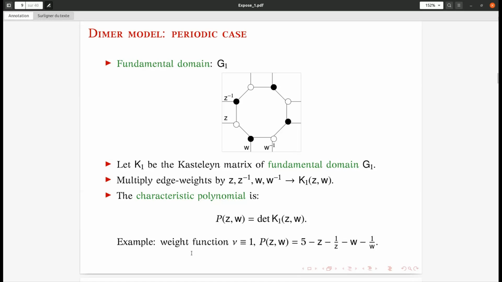So for example, if your weight function is identically 1 on all edges, and you do the computation of the Kasteleyn matrix, which will be a 4 by 4 matrix, you put the weights Z, Z minus 1, W, W minus 1. For the example that I'm showing, the characteristic polynomial would be 5 minus Z minus 1 over Z minus W minus 1 over W.